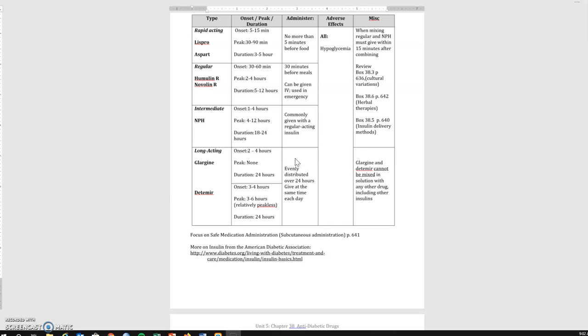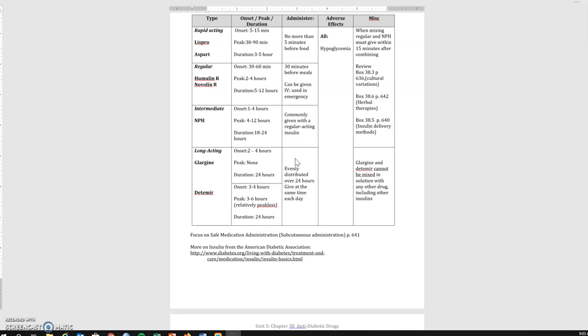It is also given at the same time every day. So you may get a patient into the hospital who takes a long-acting insulin in the morning or one who takes a long-acting insulin in the evening. It will be important to know when they take their insulin so that it can be scheduled on the same schedule while they're hospitalized. All insulins have hypoglycemia as an adverse effect, so monitoring blood sugar frequently while the patient is on insulin is extremely critical to their care.